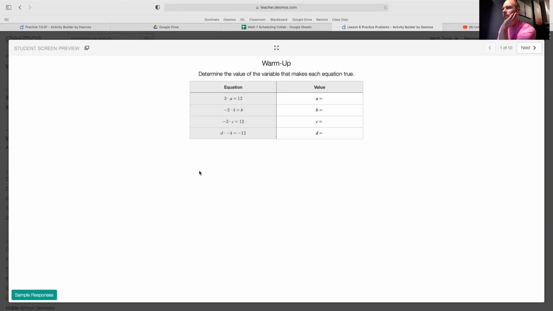So the first one says 3 times a equals 12. So you're just trying to fill in the blank of what goes there for a. This is called substitution. And hopefully you can do that in your head and figure out that it's a 4 that goes there. And so the next one says -3 times 4 equals what? And in the previous one, we just came to the conclusion that 3 times 4 is 12. Well, -3 times 4 is -12.